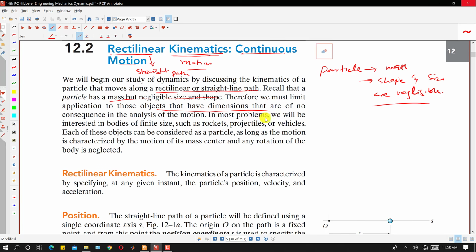So in most problems we will be interested in bodies of finite size. What is meant by finite size? Finite size means that we will consider those bodies which have some boundaries, whose boundaries are visible to us.